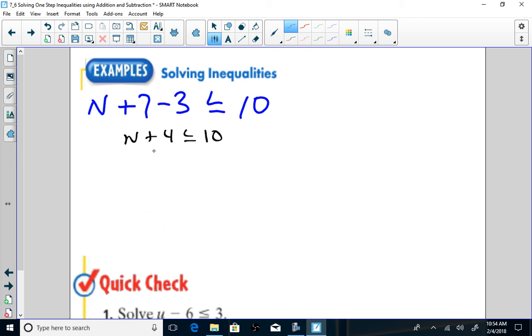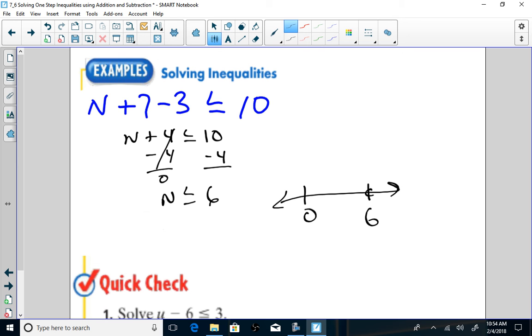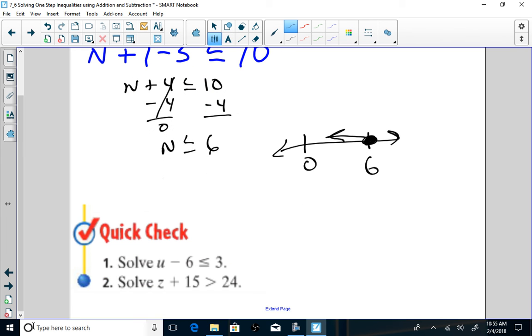Then I can use my inverse operation here. Subtract 4. That's 0. And it's going to be less than or equal to 6. Right? I want to graph it. 0. Here's 6. It's circled and it's filled in. Solution should be to the left of 6 on the number line. So let me try 0. Is 0 plus 7, which is 7, take away 3, which is 4. Is 4 less than or equal to 10? Yes, it is. All right.